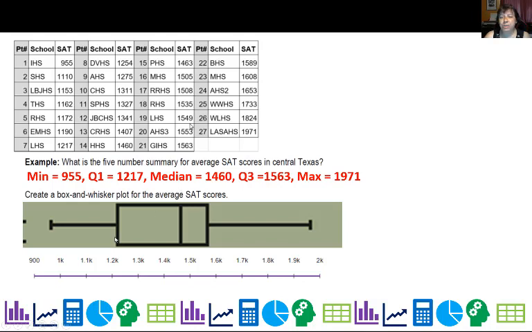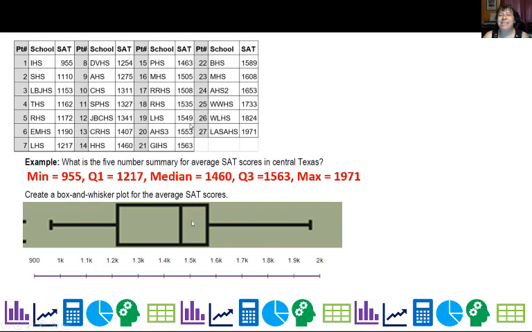Here is a box and whisker plot that was created using this data. So you can see there's the min at 955, there's 1217, here's the median, and Q3 and the max representing those numbers. Sometimes you can just write the numbers on it. Notice that not all the boxes are equal. So you're going, wait, 25% of the data here and 25% of the data here, but this is clearly narrower. So what does that mean?